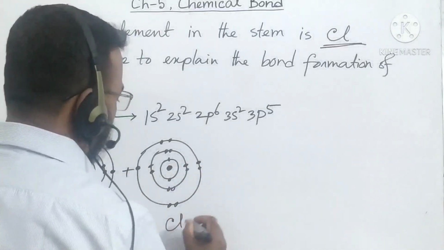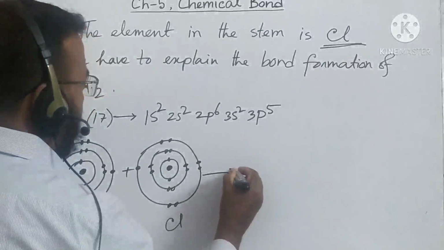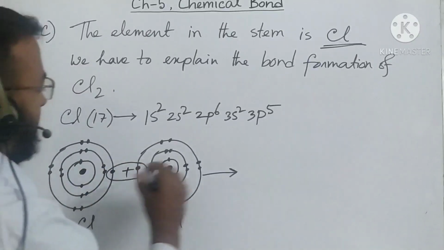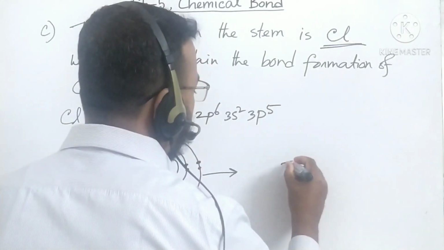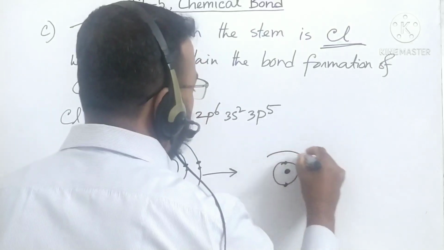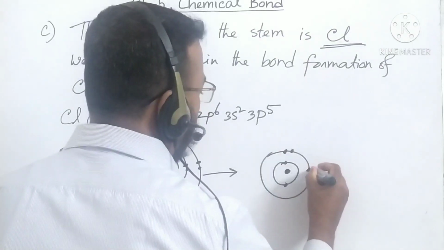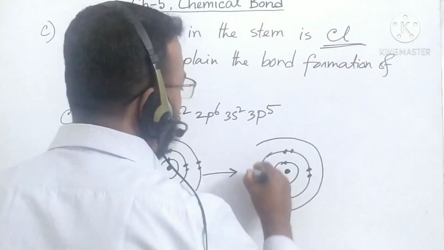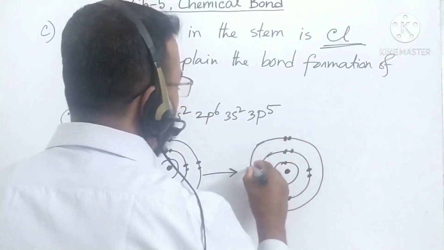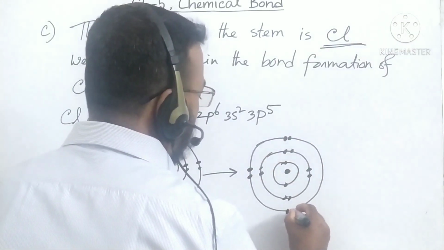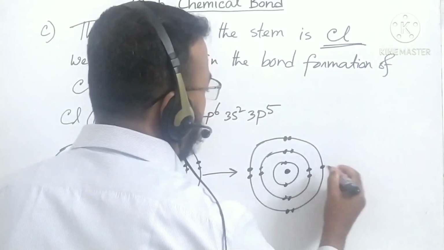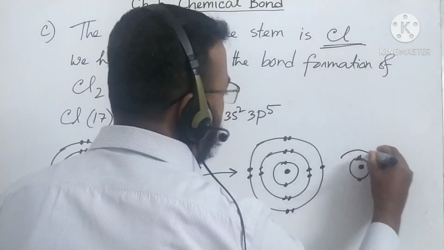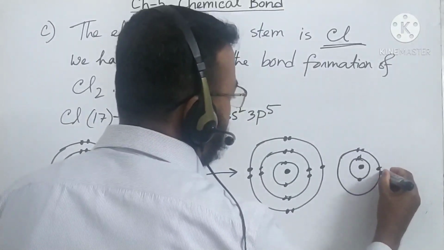Now this is also a chlorine atom. So now these two chlorine atoms will share these two electrons. These two electrons they will share and make a bond. Then this is the first energy level, then second energy level, then third energy level. In the third energy level the two chlorine atoms will share. This is one chlorine atom. Now another chlorine atom, it is the first energy level, second energy level.